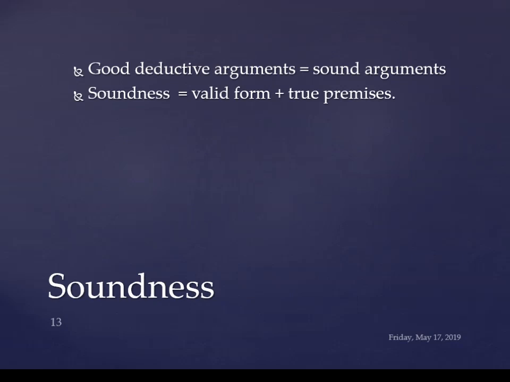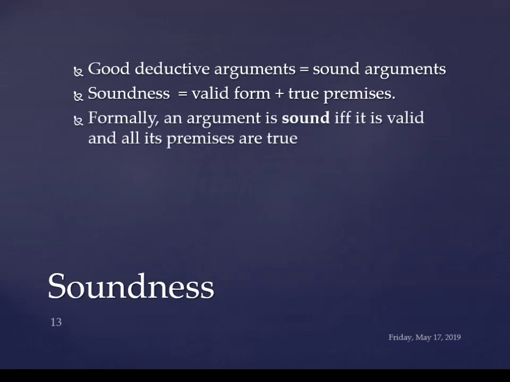Okay, so validity all by itself isn't enough to get you a really good argument that has persuasive power. It's a well-functioning argument, but what it's designed to do is preserve truth from the premises to the conclusion. So in addition to that idea, you need some true premises. When you have valid form and true premises, you have a sound argument. Formally, an argument is sound if and only if it's valid and all the premises are true.